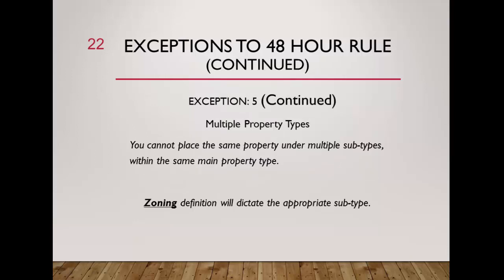Also, you are not allowed to place the same property under multiple subtypes within a main property type. That's a little confusing, but the bottom line here is if you take, for example, a cluster home, that cannot be entered as a single family and a condo. It must be entered the way it was zoned, and you'll find that in your Realist or your auditor record. A property can only be placed under one subtype in the system.